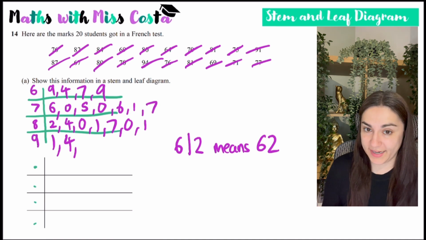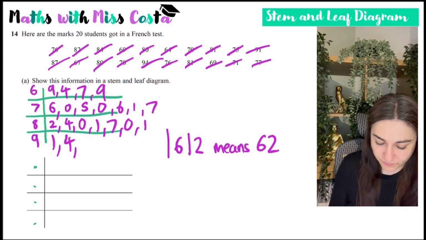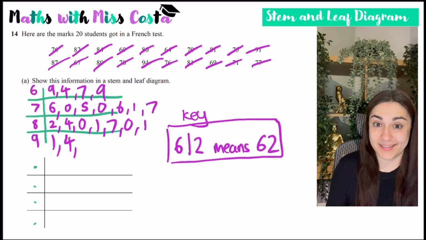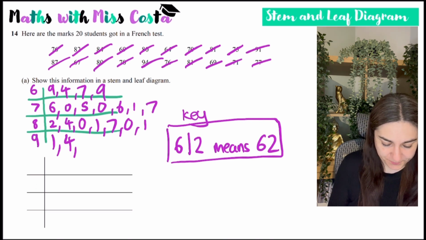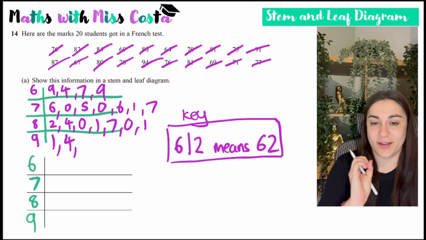So I've got my rough one here, but a stem and leaf diagram always needs to be ordered. So you've got your key here, don't forget, and that's a key part of the question. I'm going to write 6, let's rub those out, 6, 7, 8, 9, and now I can write it ordered. Doing a rough one makes your life infinitely easier.